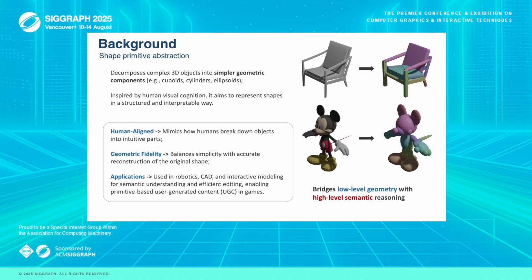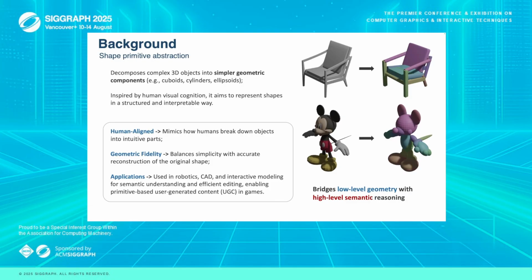Let me introduce the concept of shape primitive abstraction. While these terms might sound complex, it's essentially about breaking down intricate 3D objects into simple geometric building blocks like cubes, cylinders, and ellipsoids, similar to how humans use blocks to recreate objects. This approach mimics human perception by transforming general 3D objects into more interpretable, structured representations.